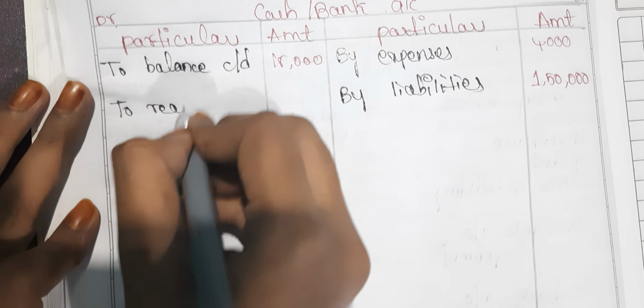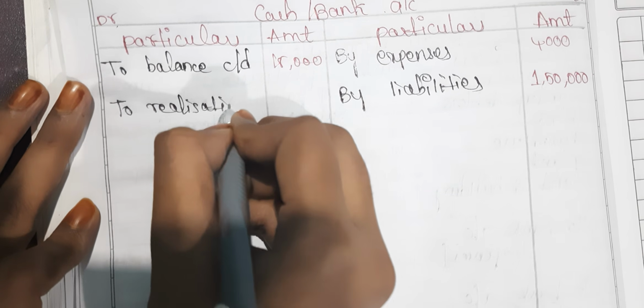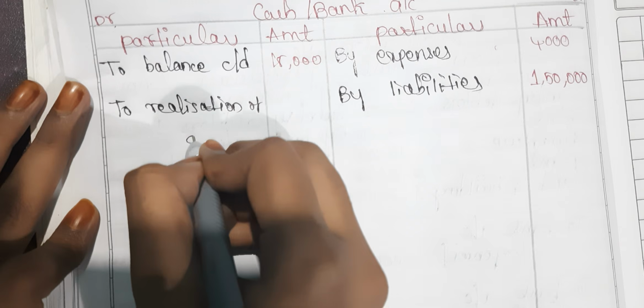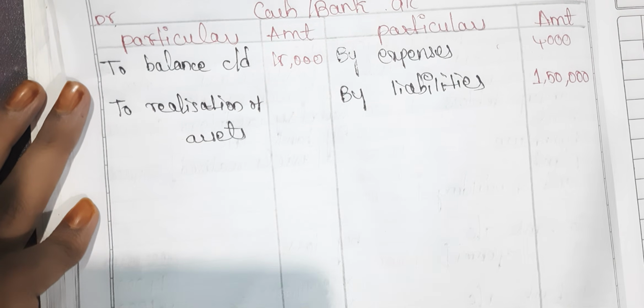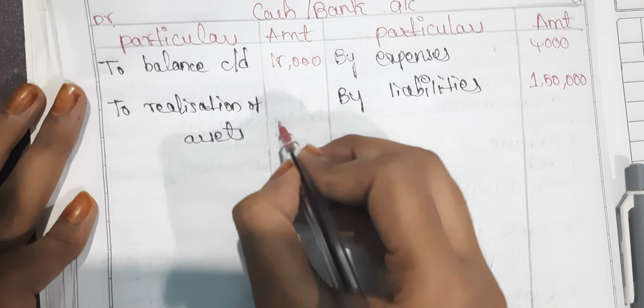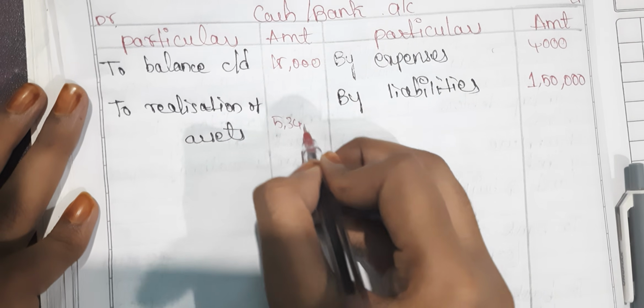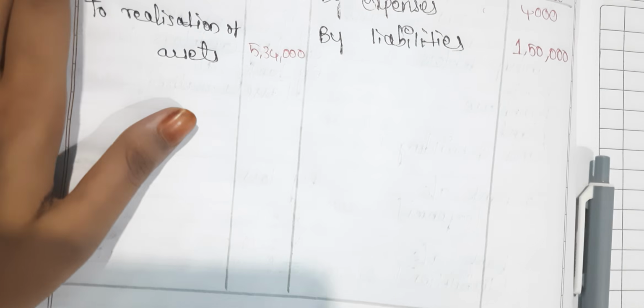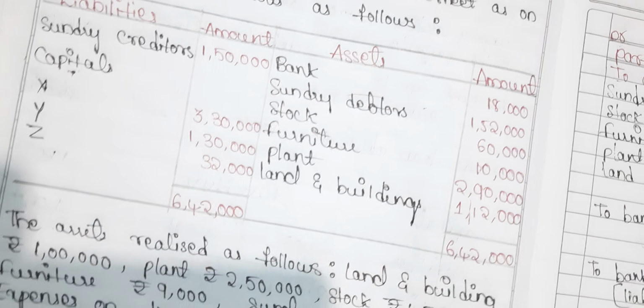To realization of assets. How much is the amount, ma? It is 5,34,000. Done. Now, do we have anything like bank here?